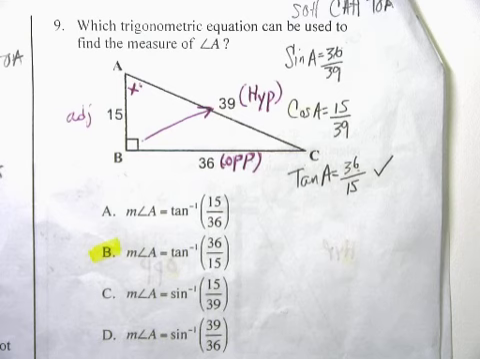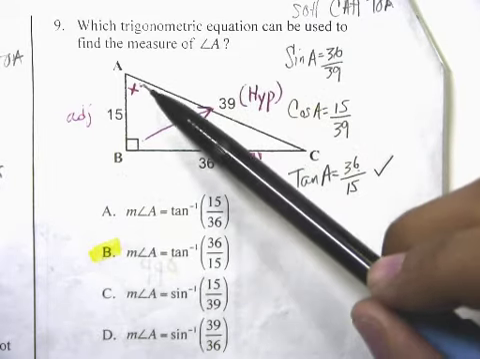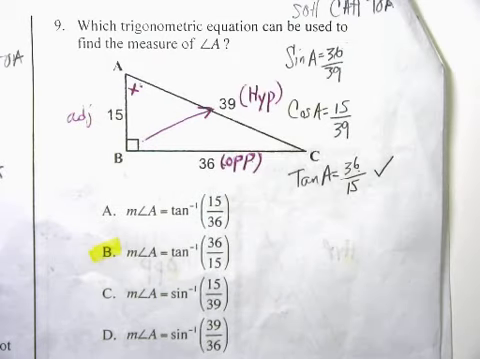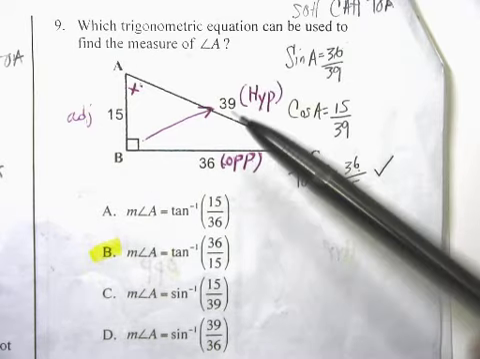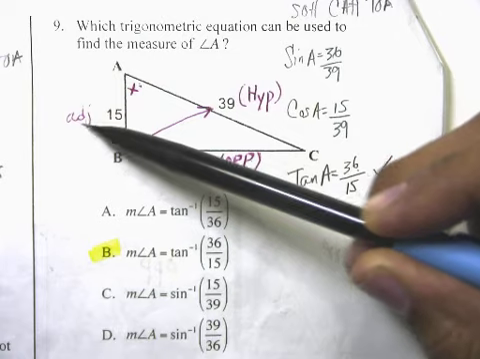Okay, so now we're on question number 9. Question number 9 says, which trig equation can be used to find the measure of angle A? So of course our focus is on angle A, and the first thing I'm going to do is label my triangle. Here's my right angle, so there's my hypotenuse. If this is my angle A here, then this is going to be my opposite side, and what's left over is the adjacent side.